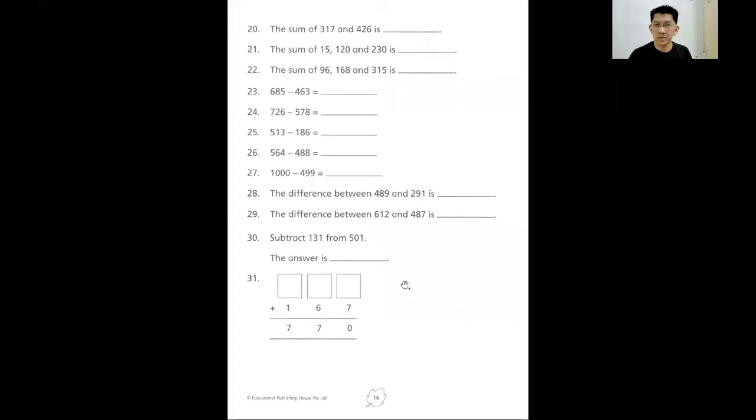So today we are going to continue to do some practice questions about addition and subtraction within 1000. Here now on the screen, you can see some questions. The last time we stopped at question number 20. So today we are going to go through some numbers starting from question number 21.